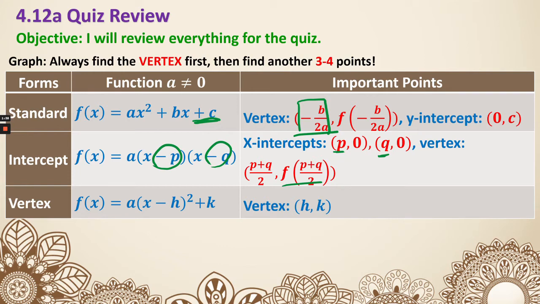So for the vertex form, we start with the vertex. Since it's a minus h, we're going to have the opposite, which is h, and then comma k.